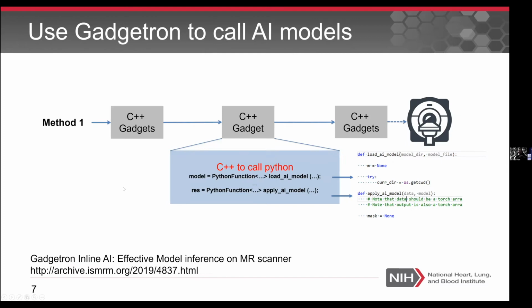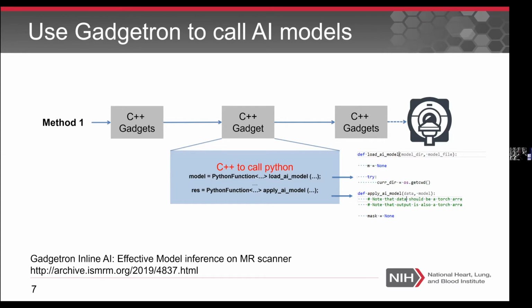So in the Gadgetron, what do we really offer? Gadgetron offers two schemes which we can use to call the AI model. One is the Python Gadget. Suppose the model is your model and the inference code is in Python. I will talk about C++ later.